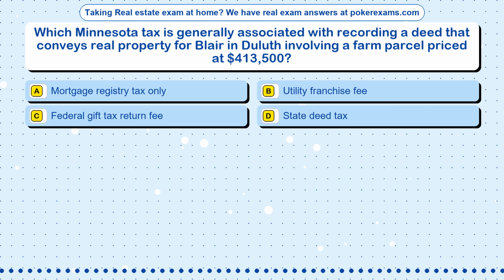Question 84. Which Minnesota tax is generally associated with recording a deed that conveys real property for Blair in Duluth involving a farm parcel priced at $413,500? Option A, mortgage registry tax only. Option B, utility franchise fee. Option C, federal gift tax return fee. Option D, state deed tax.